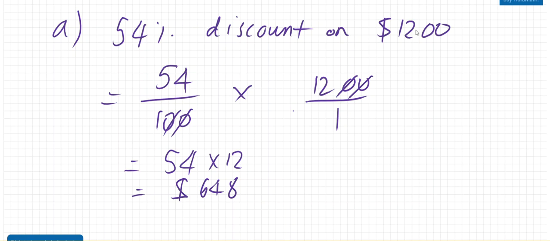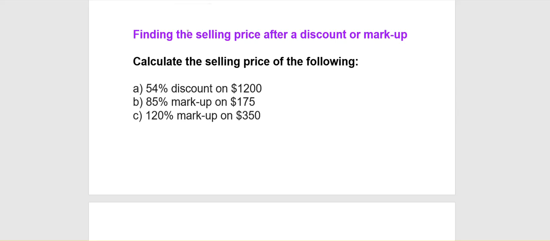So half of $1,200 would be $600. So we've got our 600 and a bit more. So we can see, by estimating, our answer is approximately correct. We are saving $648.